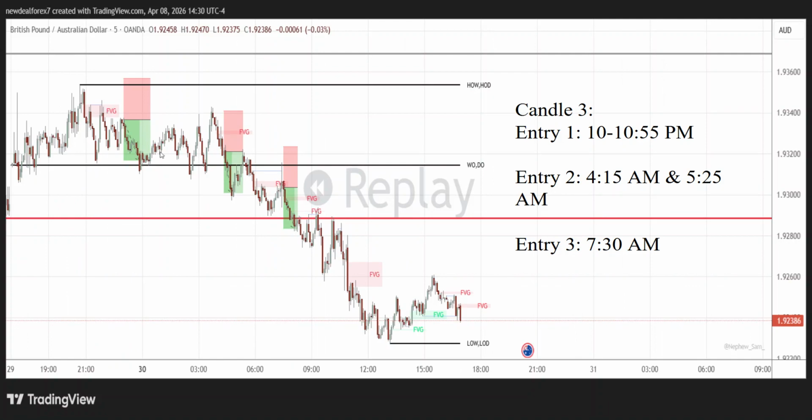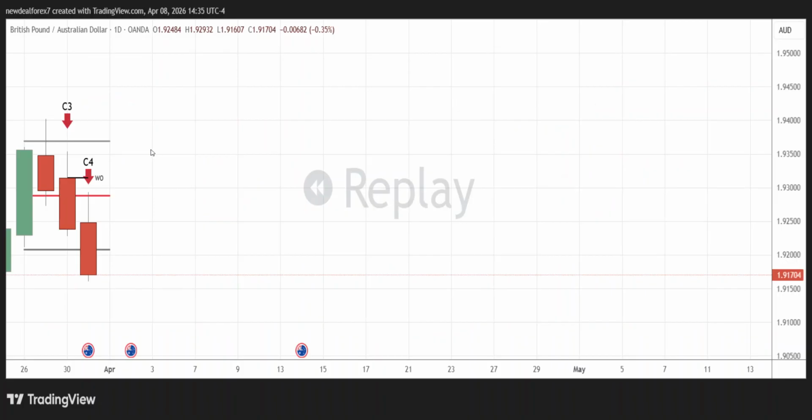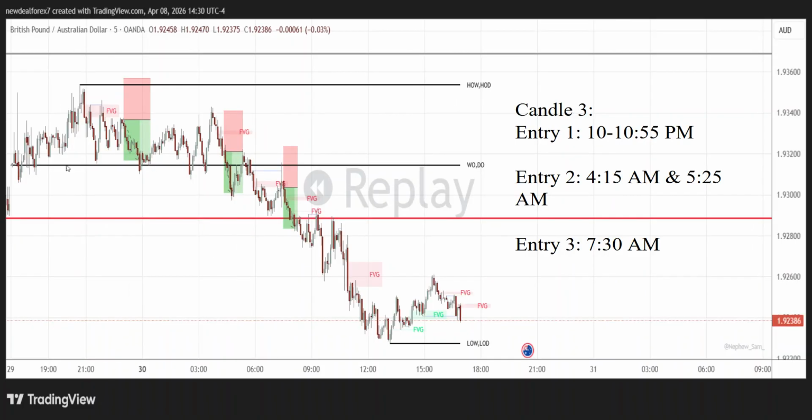Okay, so this is the 5-minute chart on this candle right here. This is candle 3. So our entry trigger, like I said, was fair value gap. So we just pretty much base our entries around the fair value gap. And all of these are one-to-one risk to reward ratio using a 20 pip stop loss, 20 pip take profit. That's it.